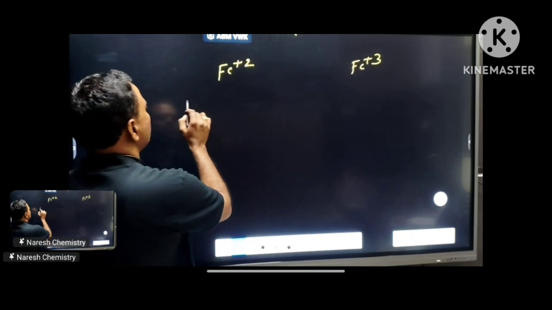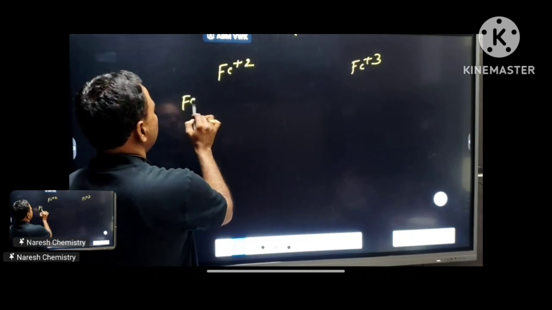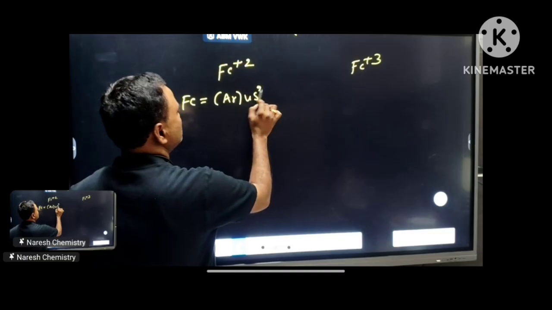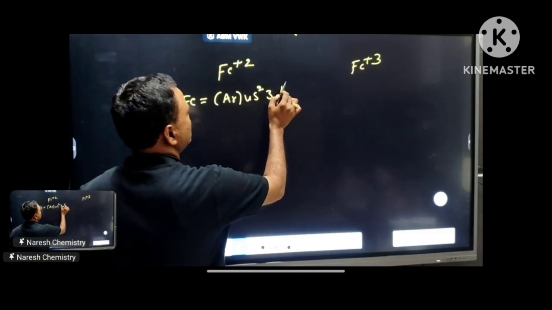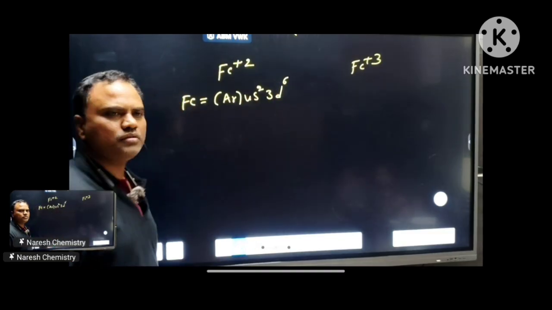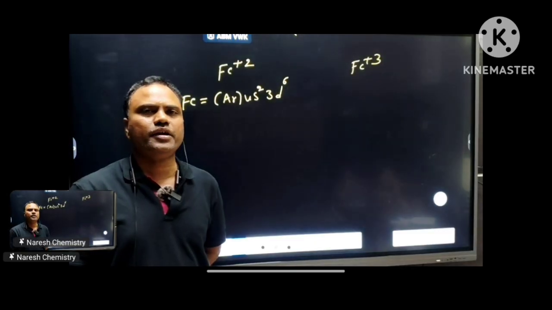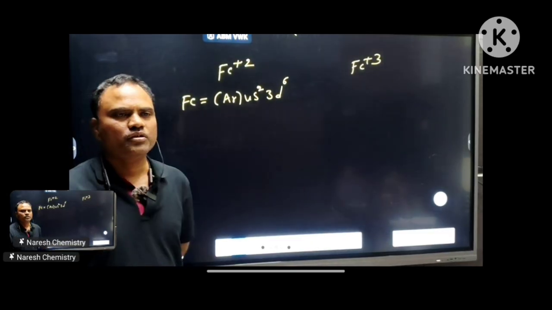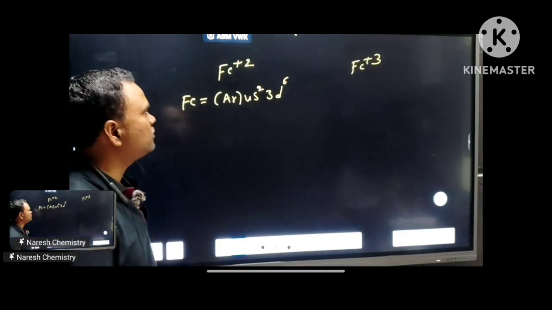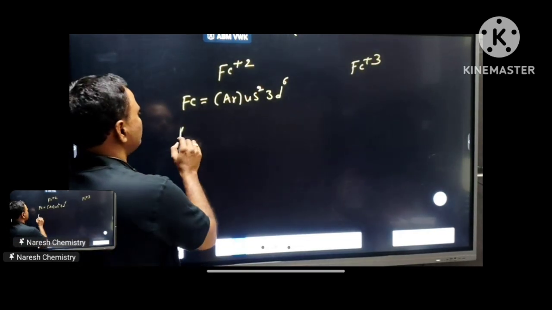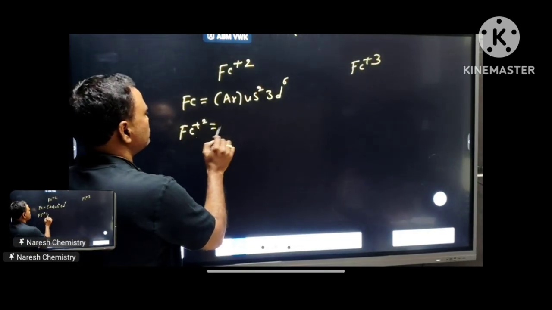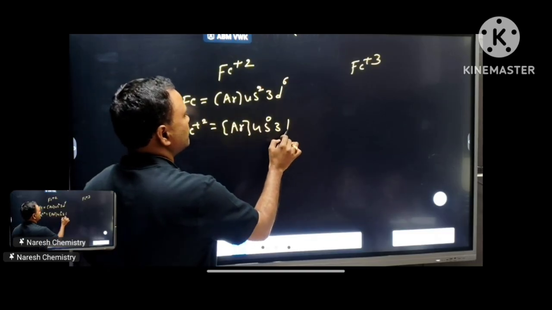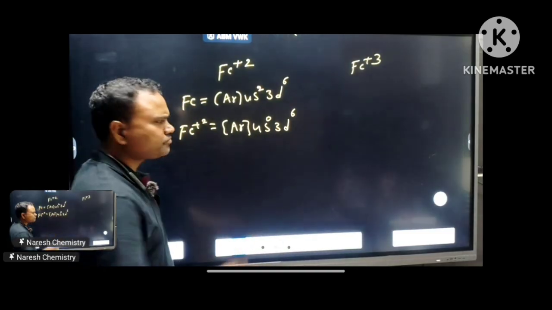What is the Fe plus 2 configuration? First of all, write the iron configuration: argon 4s2 3d6. See, first we should remove electrons from the s orbital. Remember, don't remove electrons from the p orbital. First remove electrons from the s orbital. Remove two electrons: Fe plus 2 is argon 4s0 3d6.